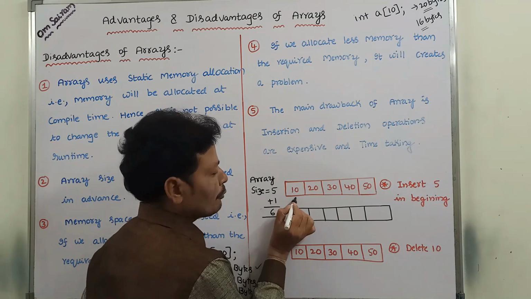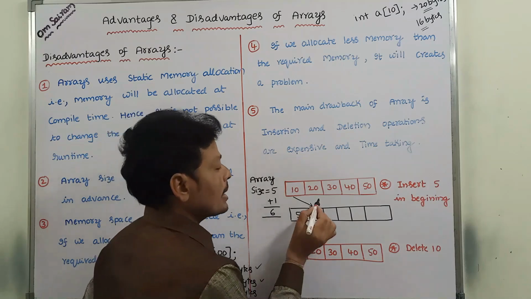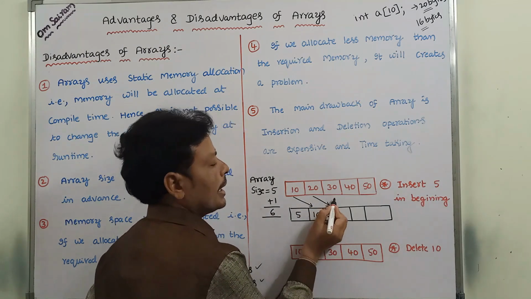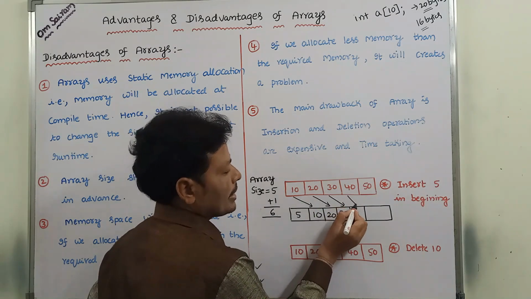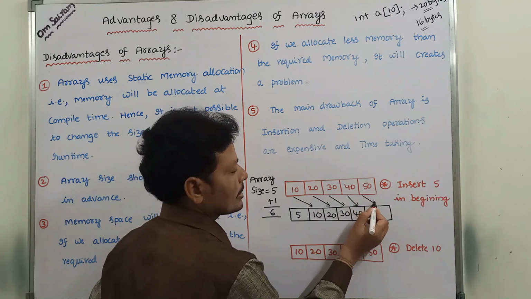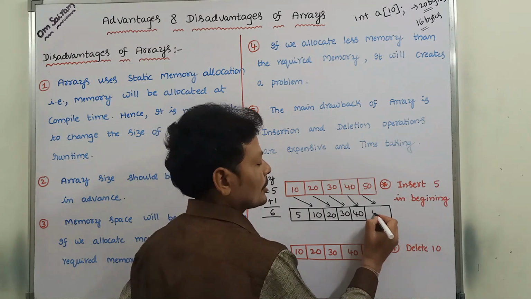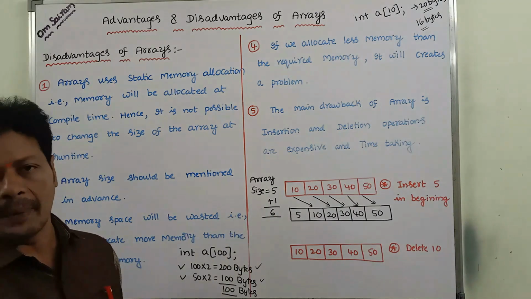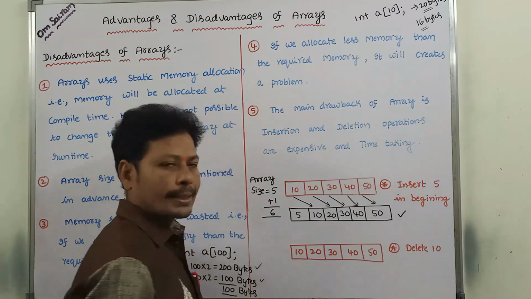Next, here 10 is there. 10 is shifted one position towards right. And 20 is shifted towards right by one position. 30 is shifted towards right by one position. 40 is shifted one position to the right, and 50 is shifted one position to the right. So now 5 is inserted at the beginning. So what is the array size now? The array size is 6.